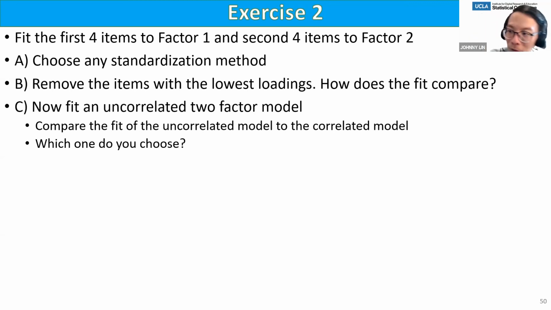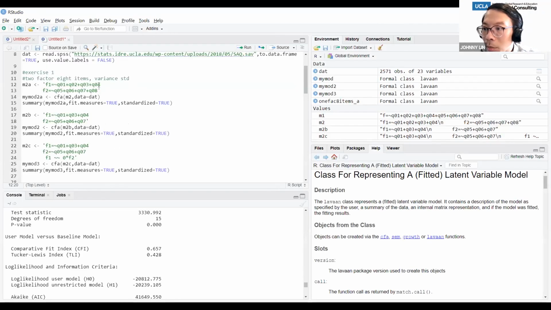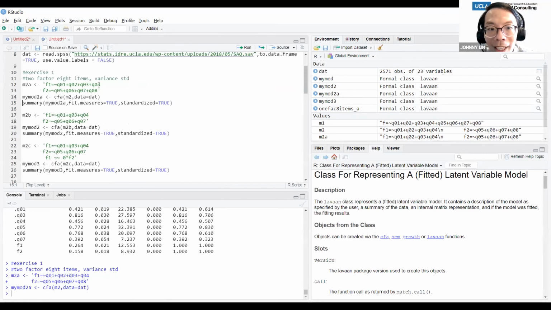Okay, so first of all, which items did you guys end up removing? Okay, I got 2 and 8. Did everyone get 2 and 8? Let me share my screen. So this is my first one. 2 and 8, right? Good.